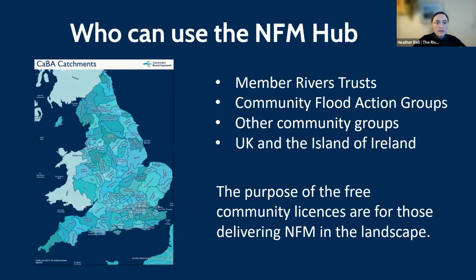And who can use the Natural Flood Management Hub? We're happy for Rivers Trust and other community groups across the UK and the island of Ireland to use the tool. It's also for community flood action groups, and the purpose of the free community licence is for those actually delivering natural flood management interventions in the landscape. It's not designed to serve corporates or to allow corporates to manage their own natural assets, but it can be used by them to manage natural assets that have been paid for by these organisations but delivered and managed by the community. Our licence doesn't cover the software for this, and corporates and government agencies should be using their own systems for that.